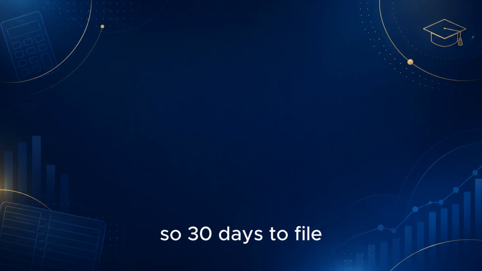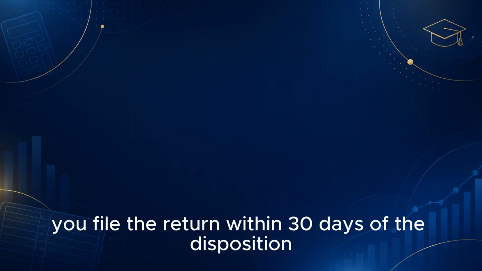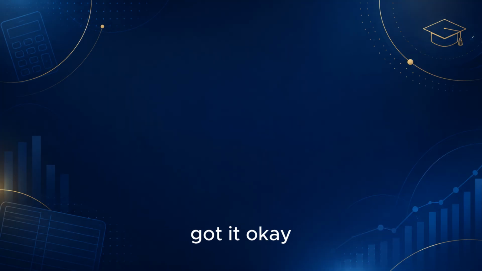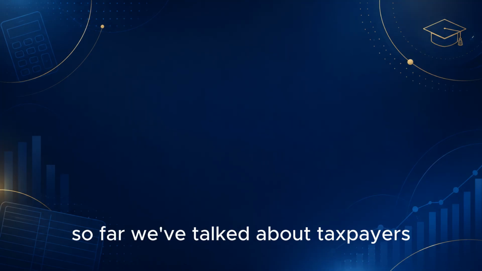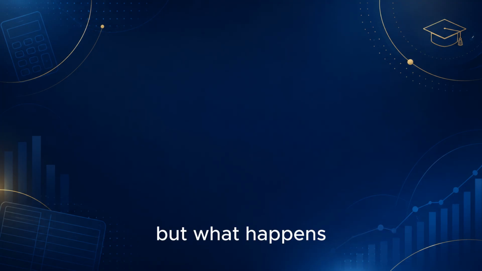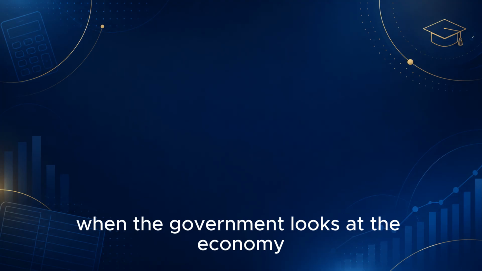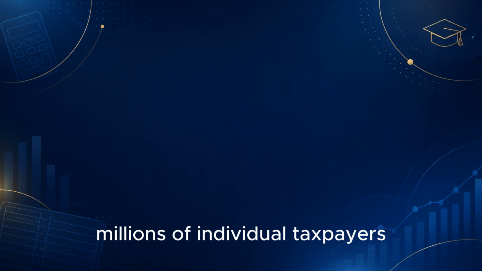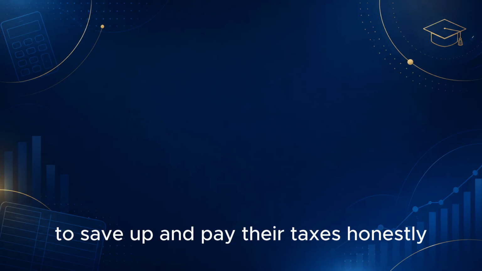So 30 days to file. You file the return within 30 days of the disposition. But for the refund, you have 6 months from registration. Got it. Okay, so far, we've talked about taxpayers filing and paying their own taxes. But what happens when the government looks at the economy and realizes they simply cannot trust millions of individual taxpayers to save up and pay their taxes honestly at the end of the year?